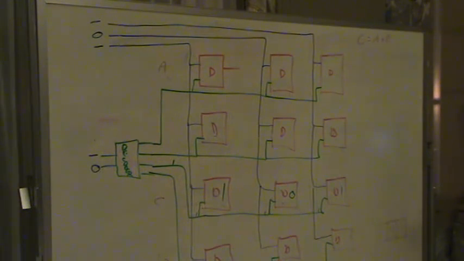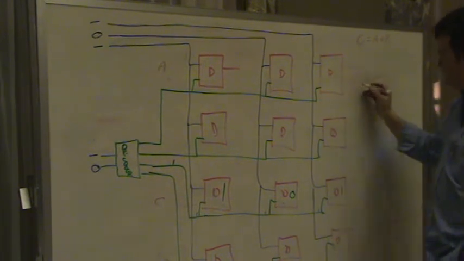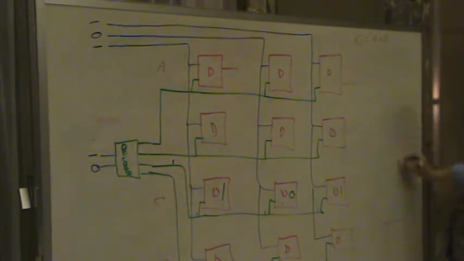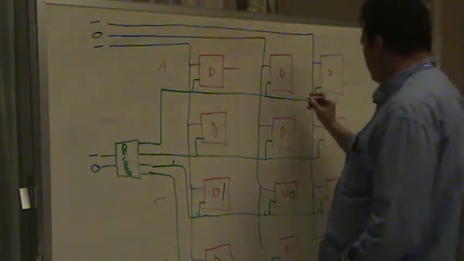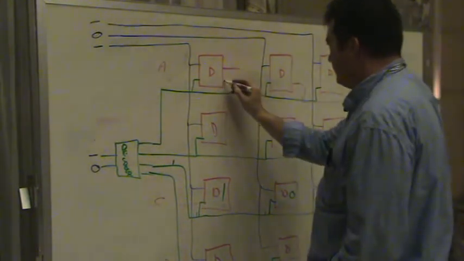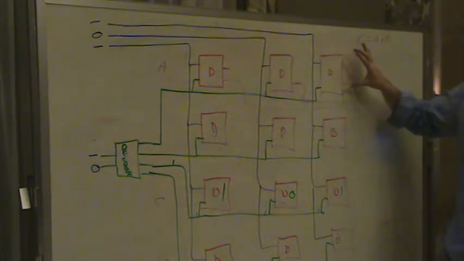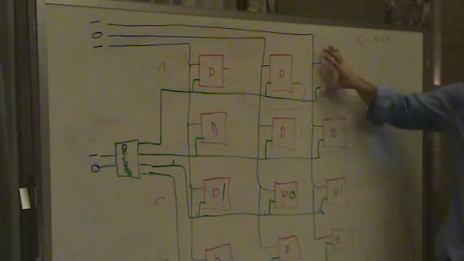I'll only draw it for these ones. I would like the value of this piece of memory to show up here, and this output to show up here, and this output to show up here. One way would be to wire it together like that. But what I'd like to be able to do is say, I want this piece of memory, not this, not this, not this. I just care about this one.